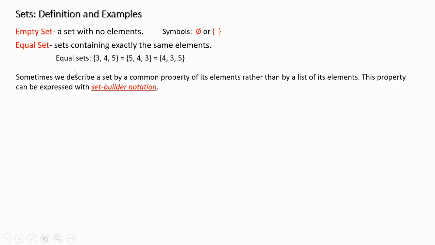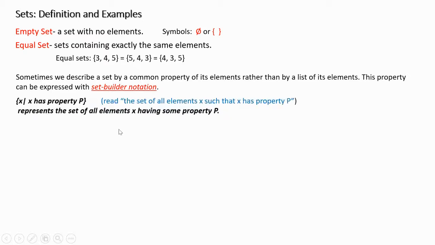Sometimes we describe a set by a property of its elements rather than by a list of elements. Up to this point, these are all lists of sets. Now, there's a property that is called set builder notation. For example, this is how you read the set builder notation. It reads: the set of elements X such that X has a property of P. Okay, let me show you an example.